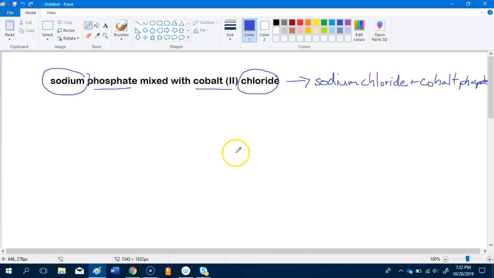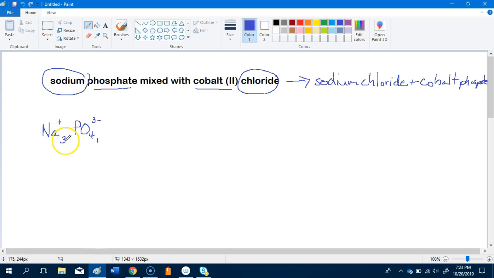Now what we need to do is give the actual formulas. So sodium phosphate: sodium, the symbol is Na, and it has a positive charge. Phosphate is the polyatomic ion PO4, and it has a 3 negative charge. So when we go to get the subscripts, we just bring these down. It's going to be 3 sodiums to 1 PO4.